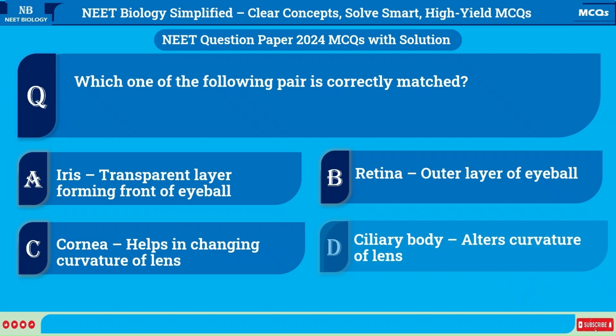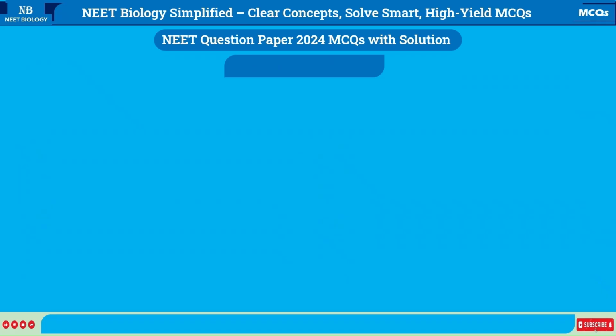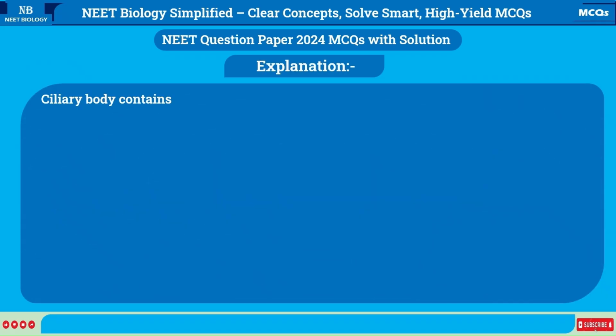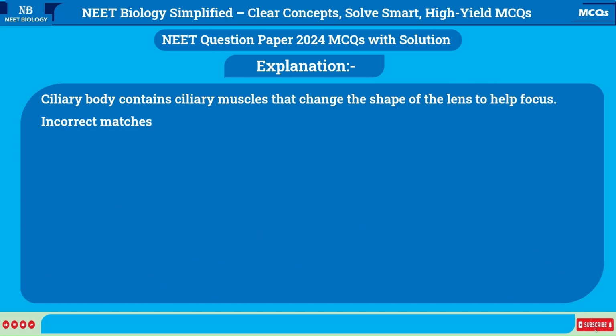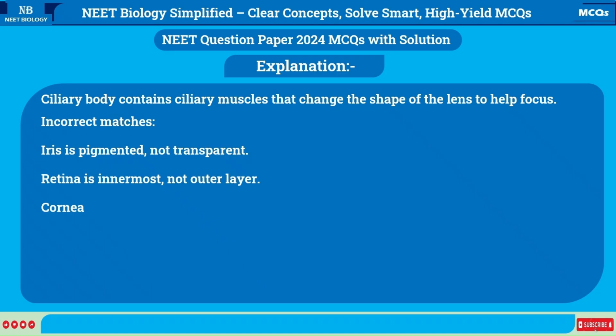Correct answer is answer D. Ciliary body alters curvature of lens. Explanation: ciliary body contains ciliary muscles that change the shape of the lens to help focus. Incorrect matches. Iris is pigmented, not transparent. Retina is innermost, not outer layer. Cornea is transparent but doesn't alter lens shape.